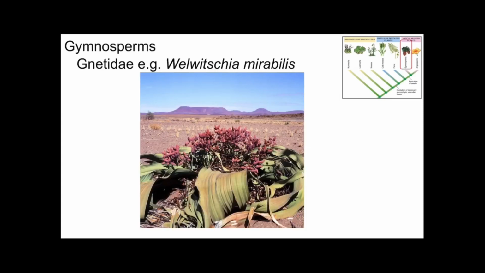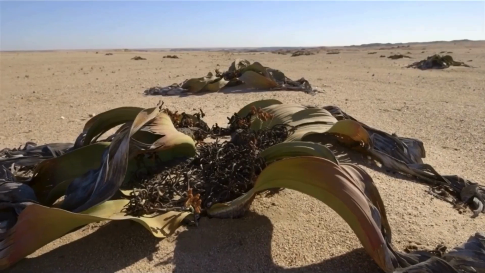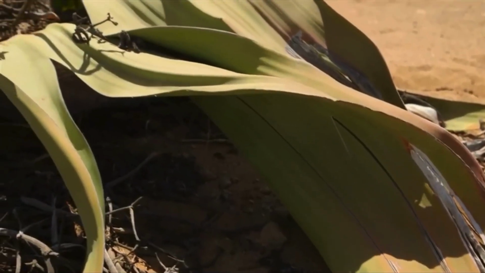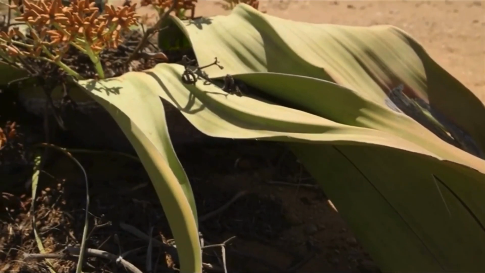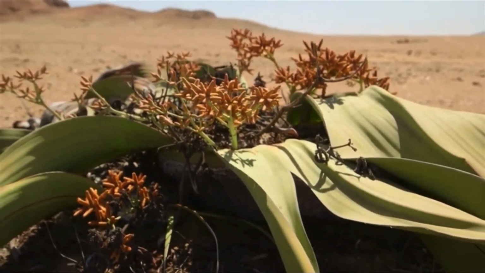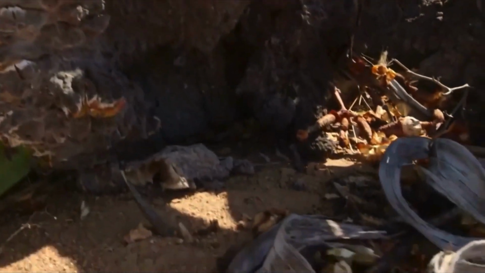Another interesting gymnosperm is Welwitschia mirabilis. You may or may not have heard of Welwitschia. There's a model of one placed in the Africa room at the Academy of Sciences in San Francisco. Welwitschia is a cool example of a gymnosperm that's adapted to really, really extreme environments. Welwitschia lives in these dry deserts of Africa.